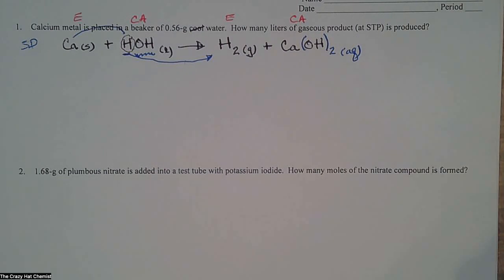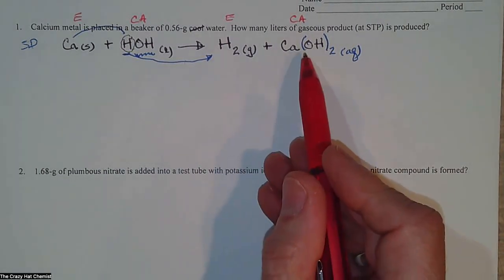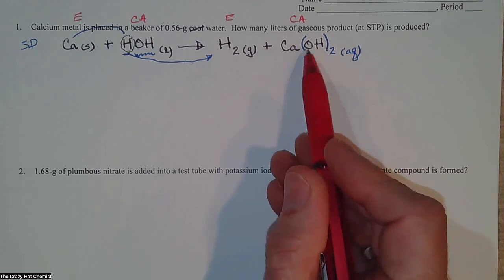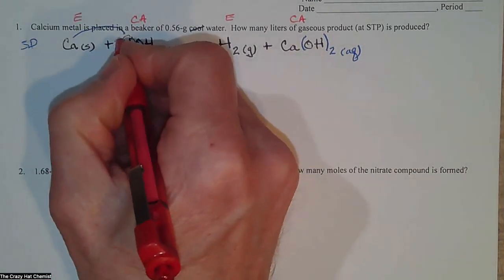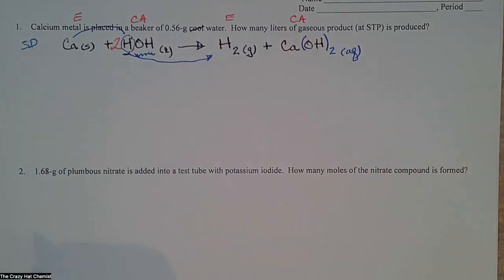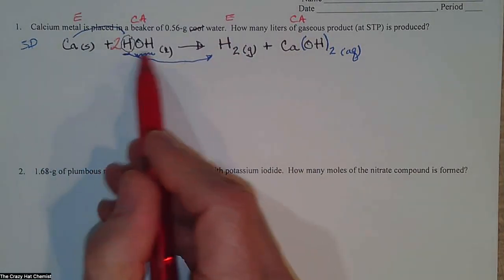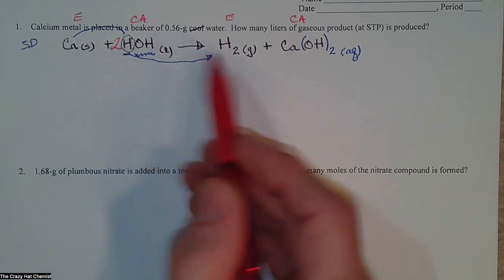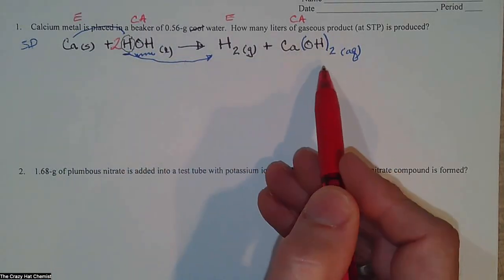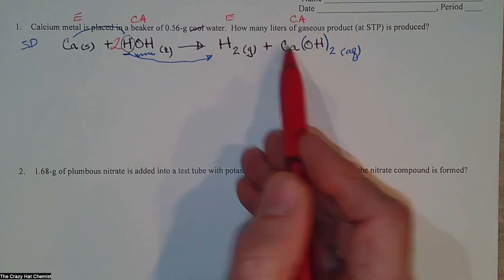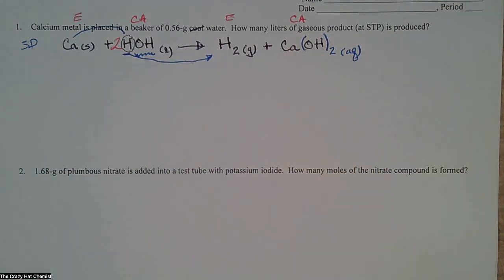Okay, now what we need to do is balance this reaction. There are 2 oxygens that you see here, so I'm going to place a 2 right here in front of the water. And that will take care of the 4 hydrogens on this reactant side. 2 + 2, that's 4 hydrogens on the product side, 1 calcium, 1 calcium. So now my equation is balanced.